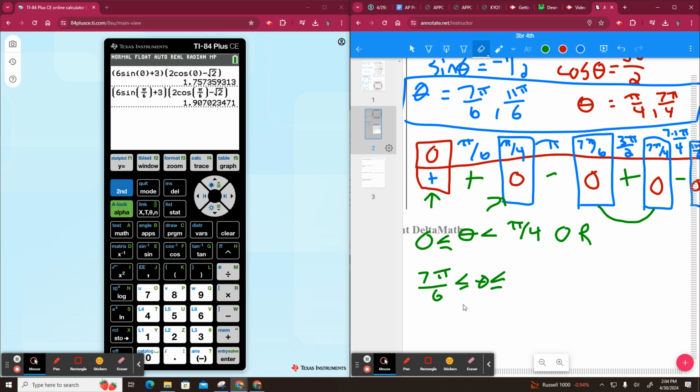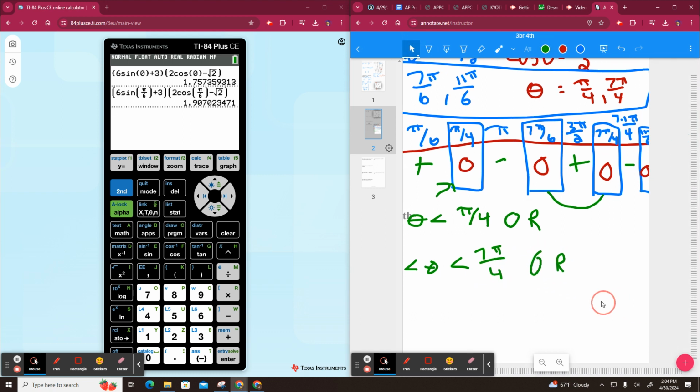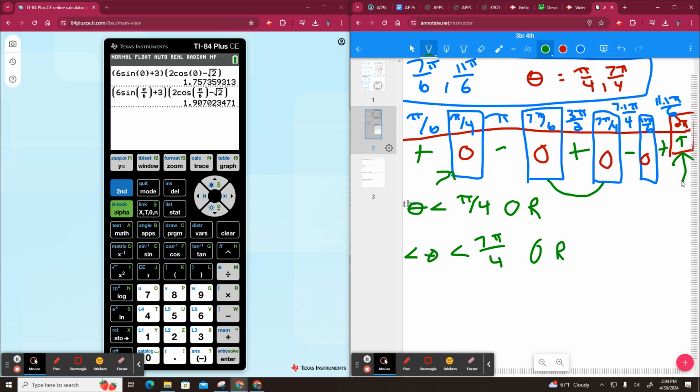Oh, just by having to write the equal sign. Sorry. Just trying to finish up before the bell. Or from 11 pi over 6 to 2 pi. And at 2 pi, it is positive, so it's included.